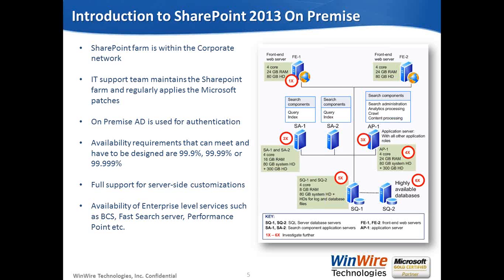You can also look for various enterprise level features such as BCS, which is called Business Connectivity Services, a good way to access your backend applications or enterprise applications. You can also look out for the FAST Search Server, which is an advanced search application. You can also look out for PerformancePoint Services, which will primarily help you to bring out the BI solution space.